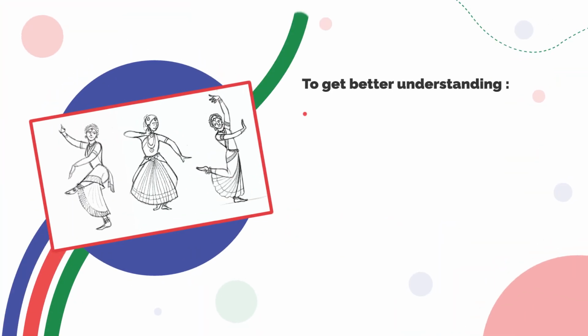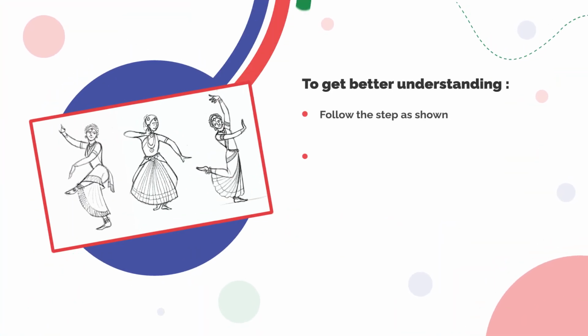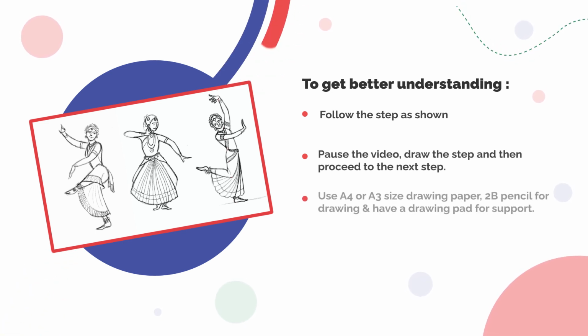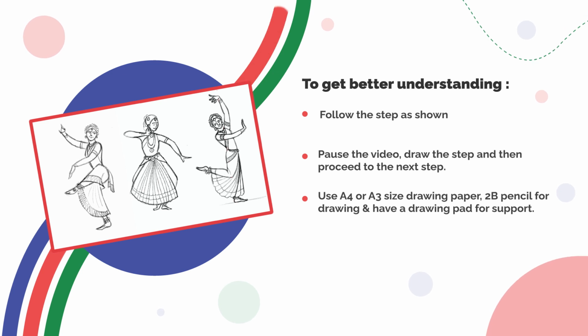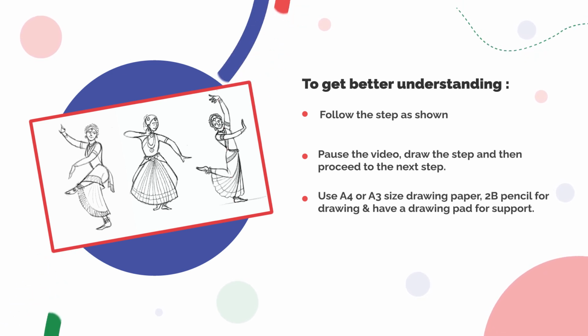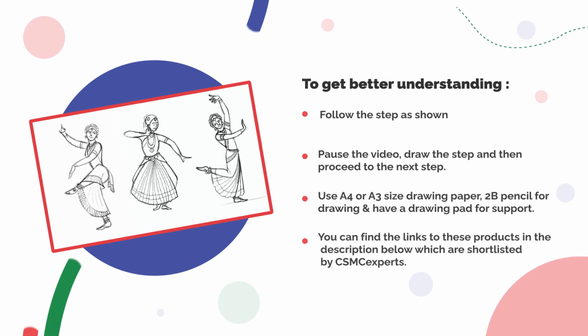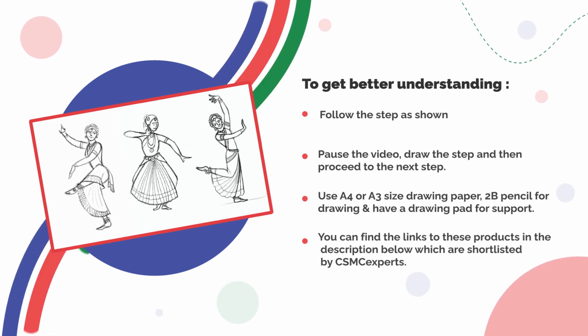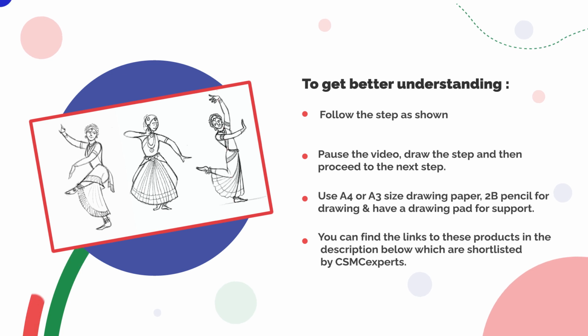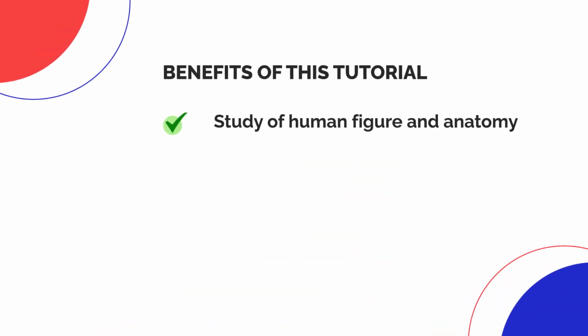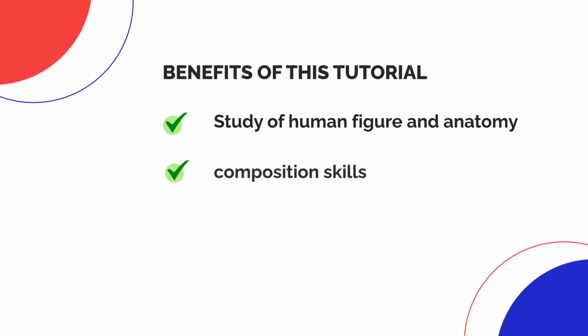To get better understanding, follow the steps as shown. Pause the video, draw the step and then proceed to the next step. Use A4, A3 size drawing paper, 2B pencil for drawing, and have a drawing pad for support. You can find the links to these products in the description below, which are shortlisted by CSMC experts. This tutorial is meant to develop your study of human figure and anatomy, composition skills.